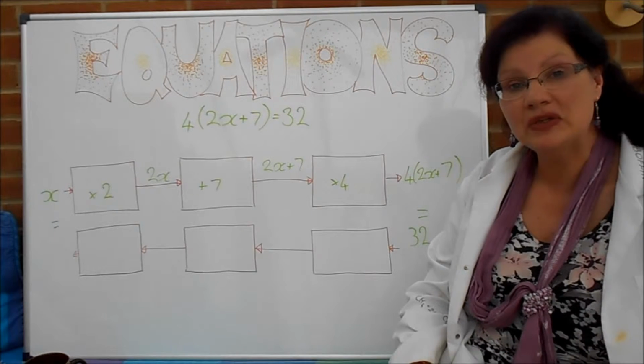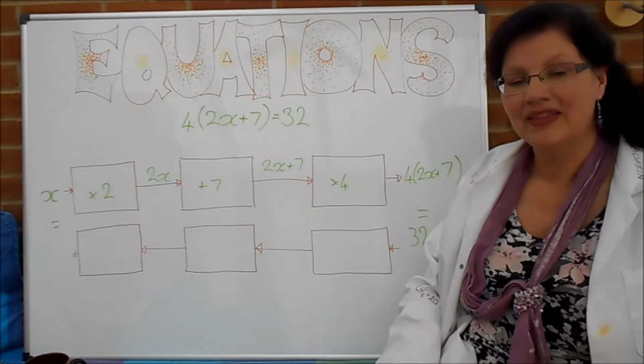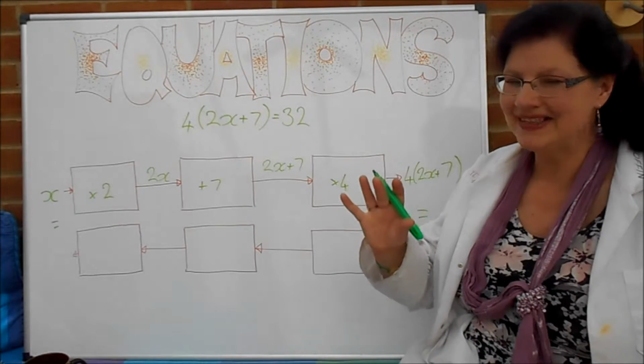Right, hopefully you've got that on your top row. And then when we put this 32 back the other way, we should end up with the answer. Here it is, speeded up again.